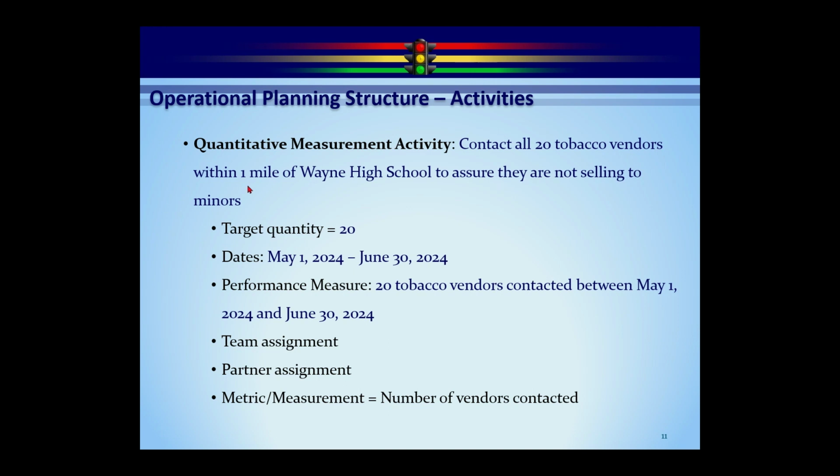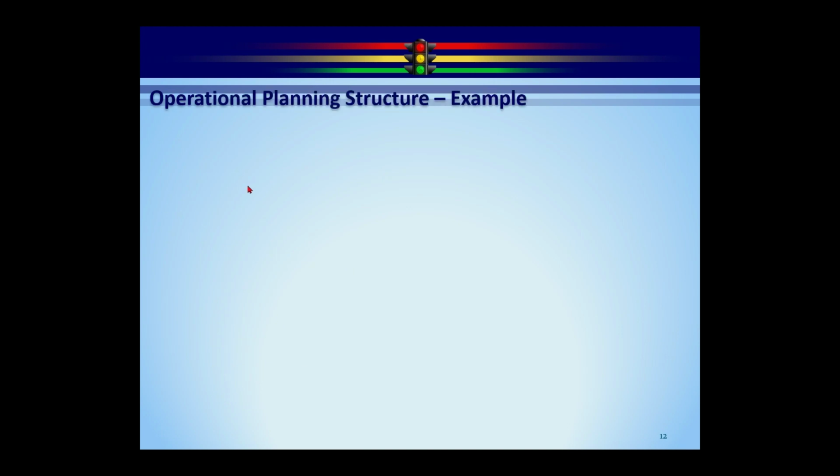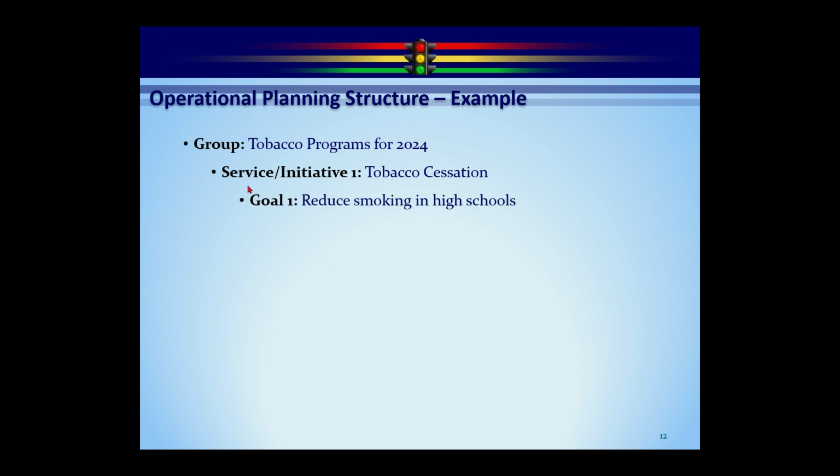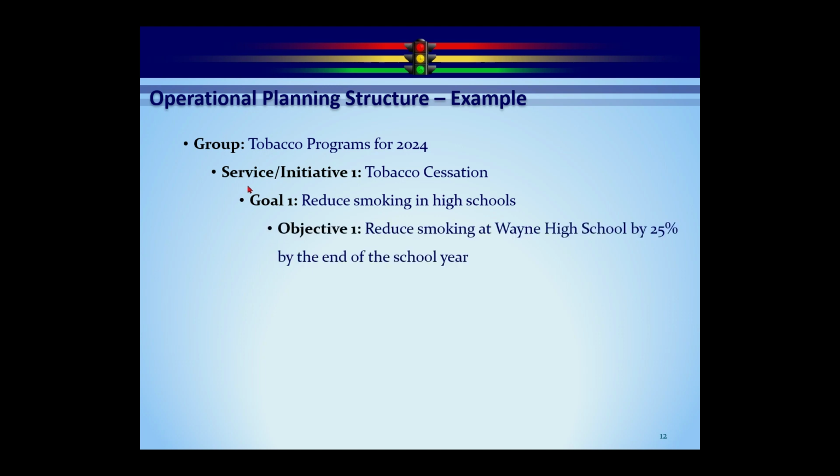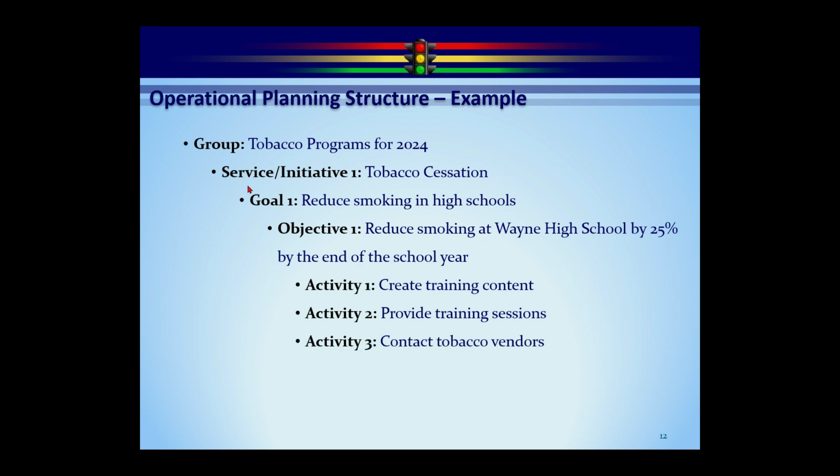So let's take that whole tobacco plan and put it together on a screen. It's going to look like this. Under the group, tobacco programs for 2024, and this again will be whatever group you set it to be, you're going to have an initiative of tobacco cessation. Underneath that, you're going to have a goal of reduce smoking in high schools. So one of the objectives for that goal will be to reduce smoking at Wayne High School, and you can have as many high schools as you have available, by 25% by the end of the school year. Again, our target. And then the steps we're going to go through to get there. We're going to create training content, we're going to provide training sessions, and we're going to contact those tobacco vendors.